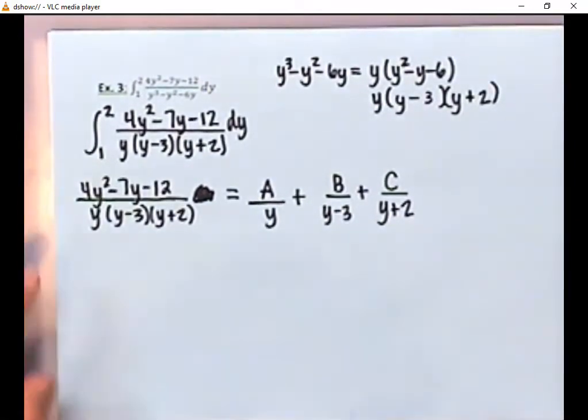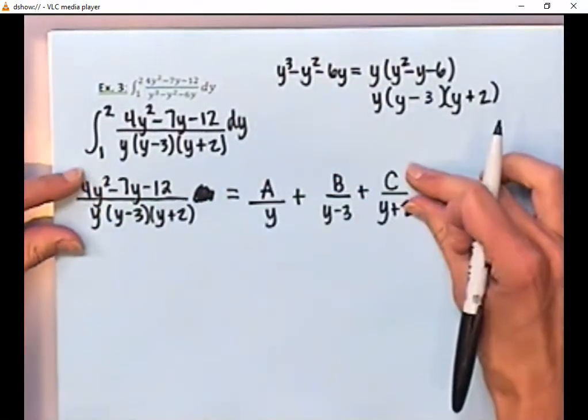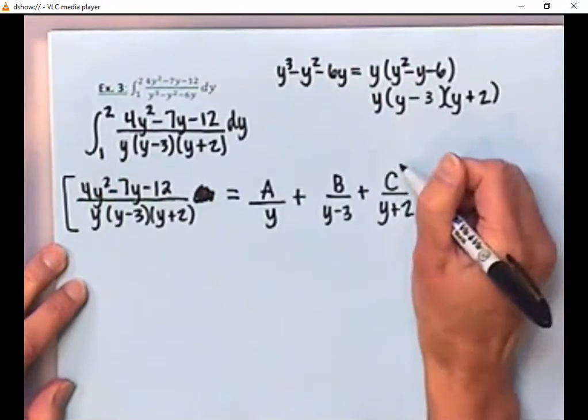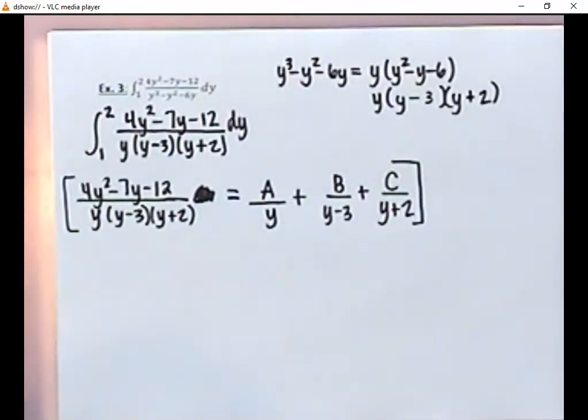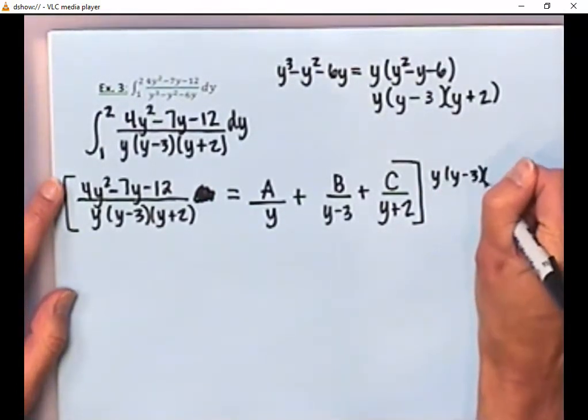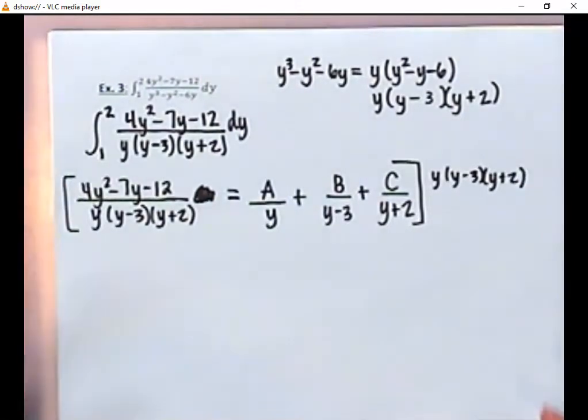Alright, now let's go ahead. What's the first step we do? Remember from the last example. Once I've set up my equation, I know how many constants I'm looking for. Multiply by the common denominator. Exactly. What is it here? It's basically all 3 of them, right? So you're going to multiply by y, y minus 3, and y plus 2. Clear out the fractions. Then we have an equation hopefully we can solve.